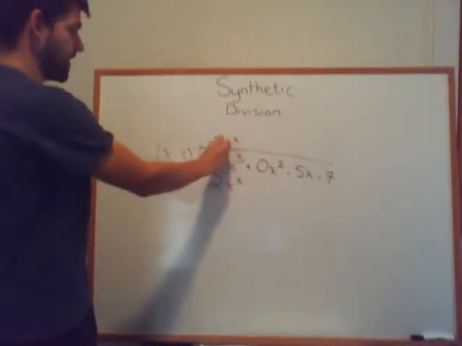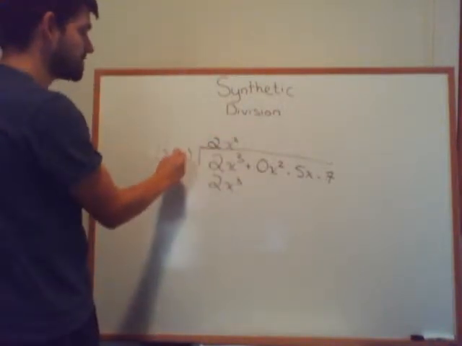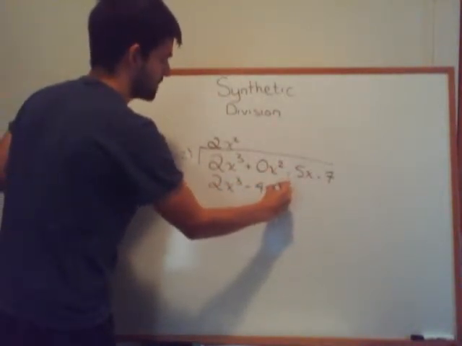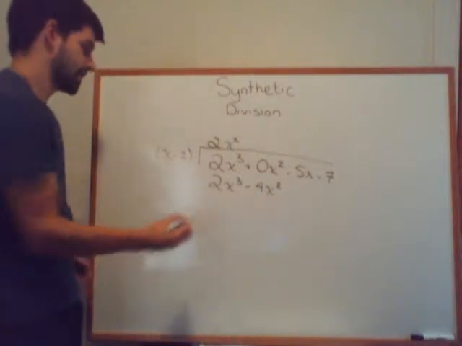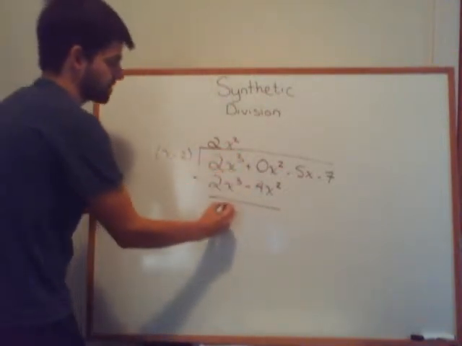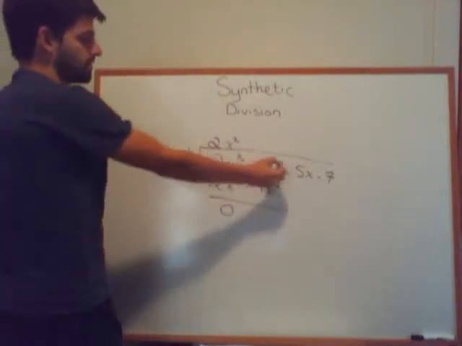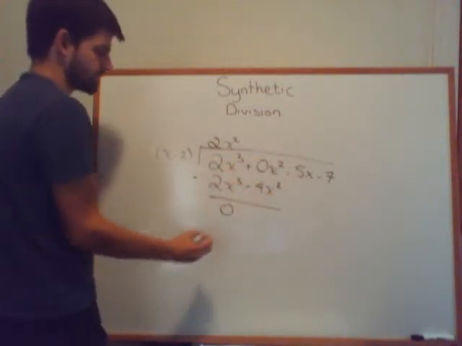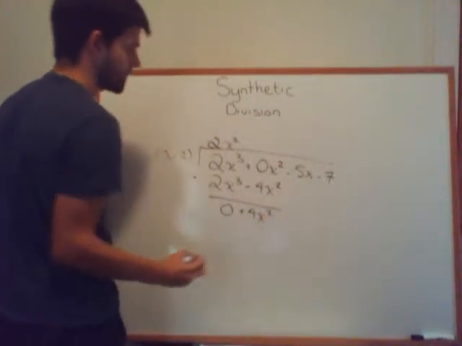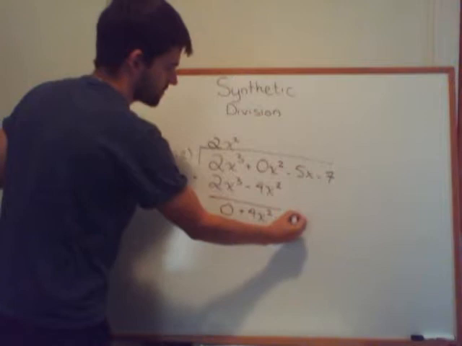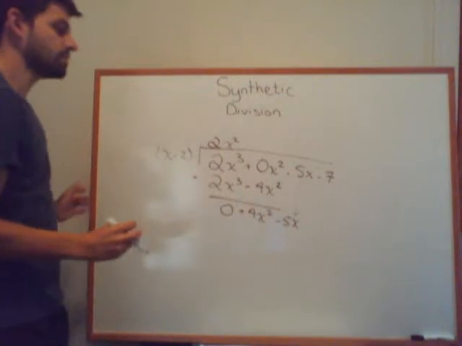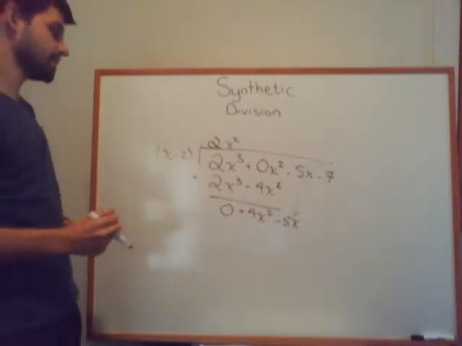And then 2x squared times a negative 2 is a negative 4x squared. Now be careful here again, because we're going to be subtracting. 2x cubed minus 2x cubed is 0. These cancel. 0x squared minus a negative 4x squared is a positive 4x squared. Careful with your signs there. And again, just like in long division, go ahead and bring the next part down, negative 5x. So don't just bring down the value or the term, bring down the sign with it.